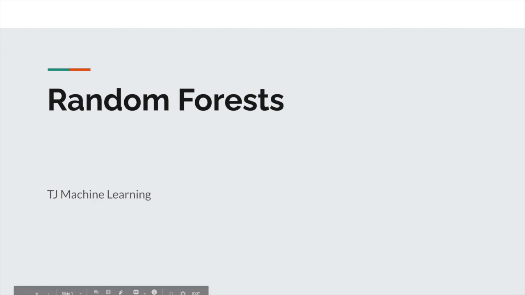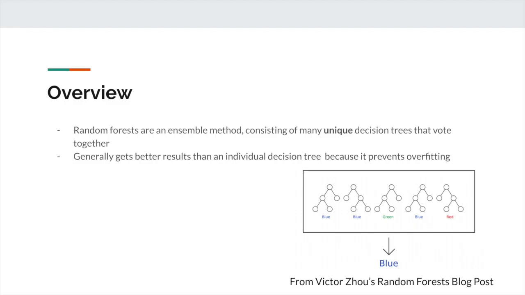Alright, so hi guys. This lecture is going to be about random forests, which build upon the topic that we discussed last time, which was decision trees. So random forests are something called an ensemble method, which is basically a collection of many individual machine learning models.